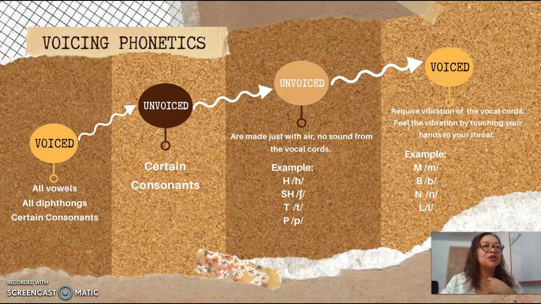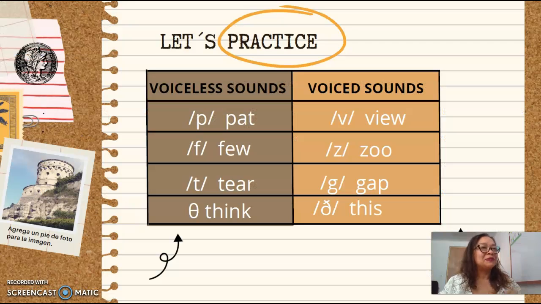Now, on the other hand, we have the voiced sounds. These require a vibration of your vocal cords. You can feel the vibration by touching your throat with your hand. Example: m, b, n, l. Did you feel the vibration? That's because they are voiced sounds. Let's practice.